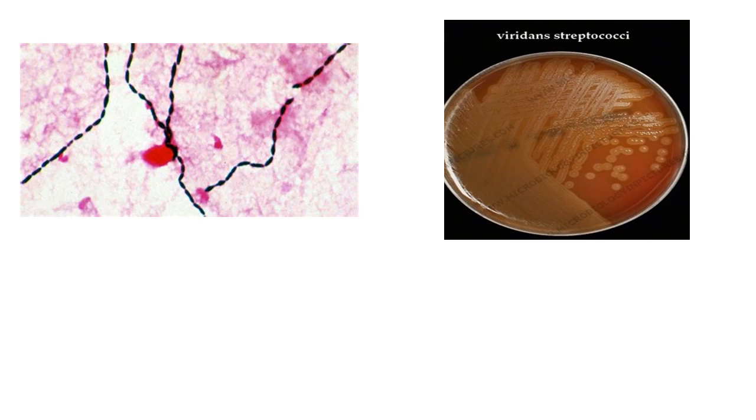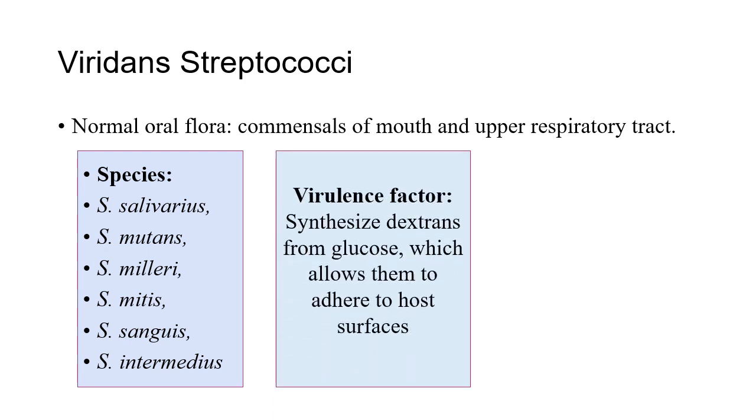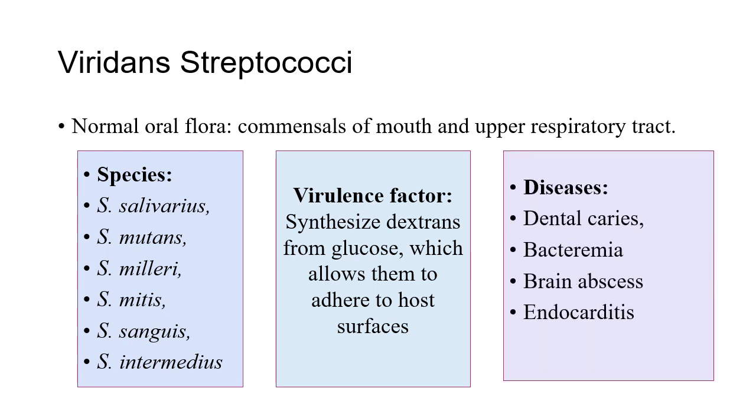Coming to viridans streptococci, they are mostly commensals of the oral flora, and the species are salivarius, mutans, milleri, mitis, sanguis, intermedius. The important virulence factor is the dextrans, which are synthesized from glucose and which allow them to adhere to the host surface. So it forms a biofilm, and the most important disease associated with them is dental caries. However, it can also cause bacteremia, brain abscess, endocarditis.